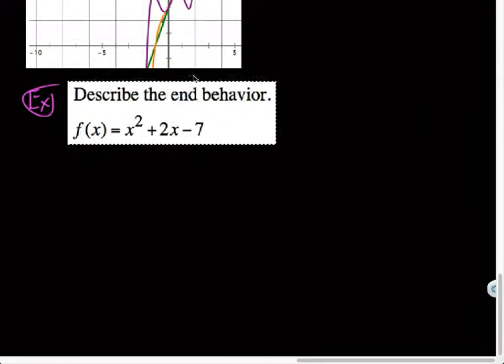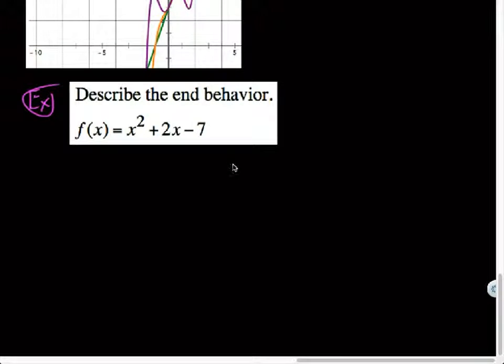So describe the end behavior of f of x equals x squared plus 2x minus 7. So to analyze the end behavior, I look at two things. I look at the degree of the polynomial. So notice that this is a 2 here, so this is actually an even degree. And what does that tell me? That tells me same direction, right?